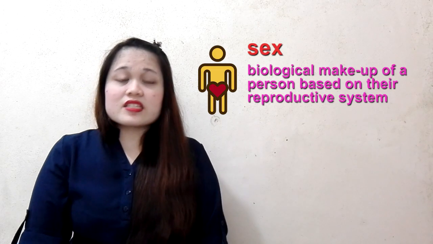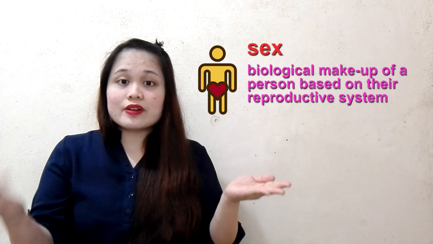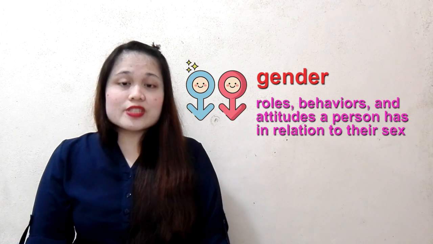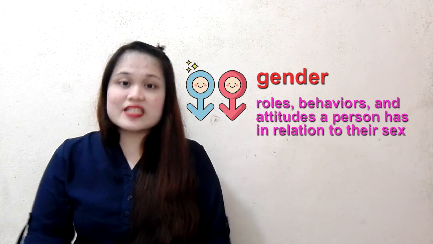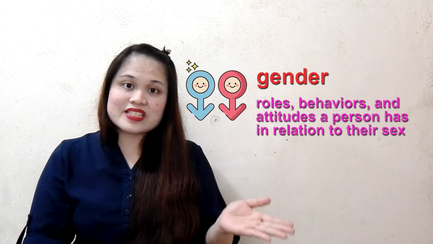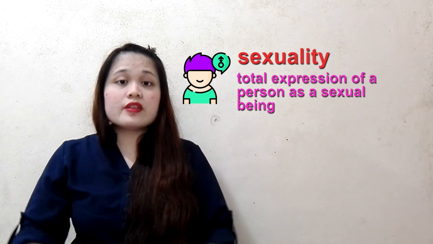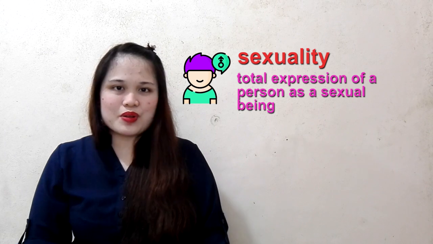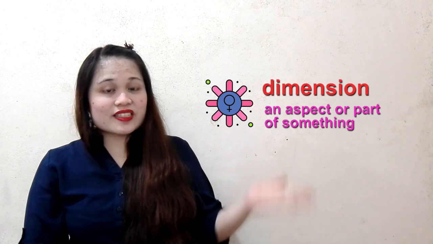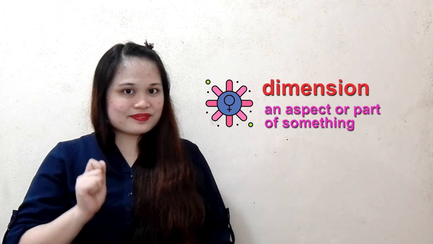Sex. Sex is a biological makeup of a person based on his or her reproductive system. Gender. Gender refers to the roles, behaviors, and attitudes a person has in relation to his or her sex. Sexuality. Sexuality is a total expression of a person as a sexual being. Dimension. Dimension is an aspect or part of something.